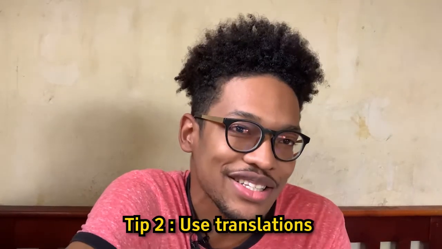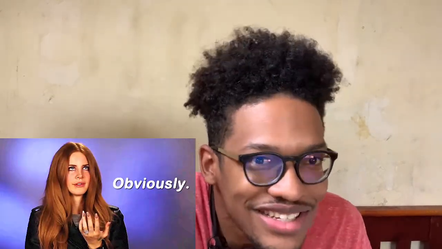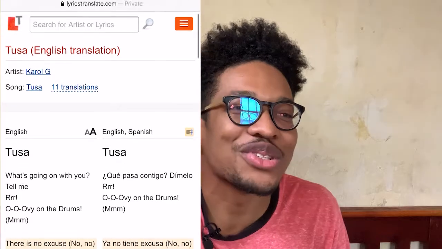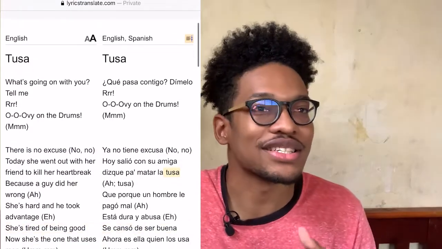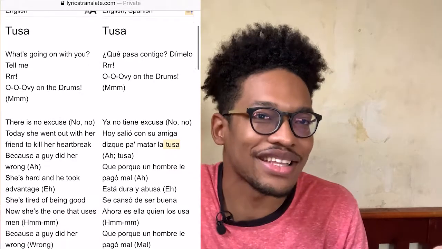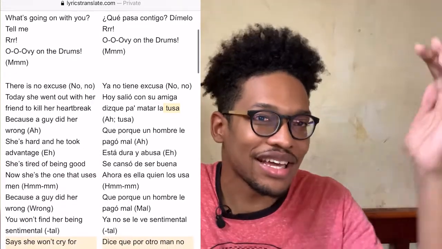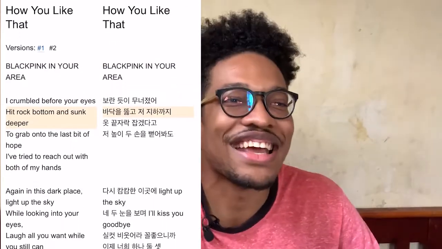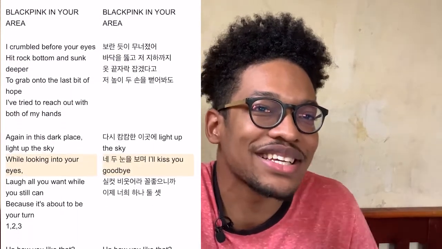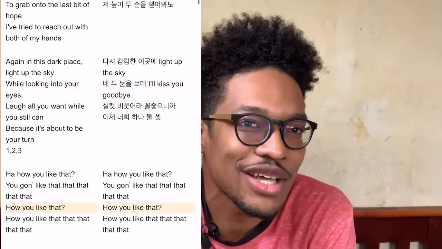Tip 2 is to use a site that will translate the lyrics for you. For example, there are sites like Lyric Translate, literally, where they will translate the lyrics for you and they can pop up side by side. So let's say I'm listening to a song in Spanish and I get the English component right there with me. It's helping me move bar by bar, line by line, so that eventually I'm able to piece together what this song is about.